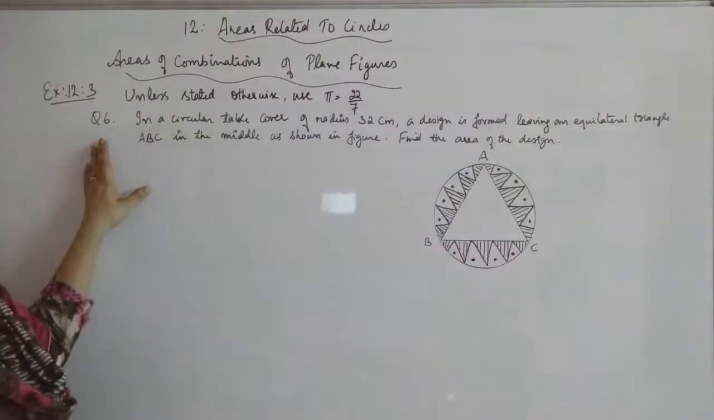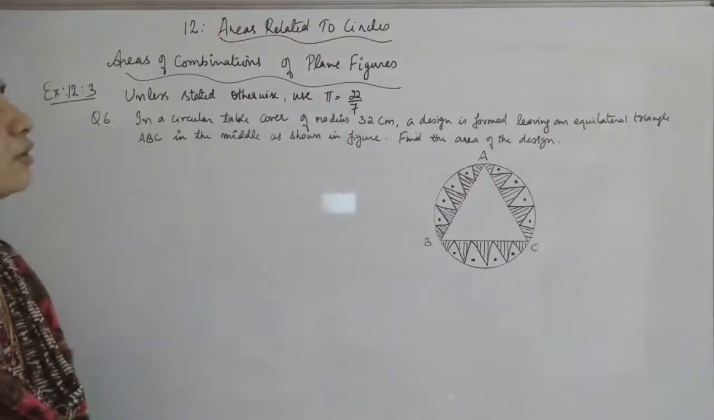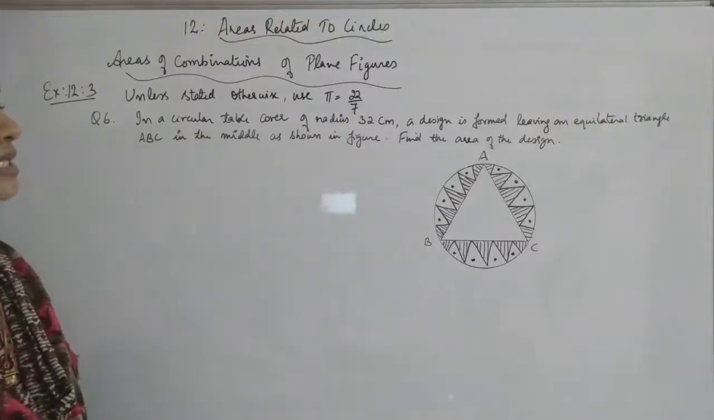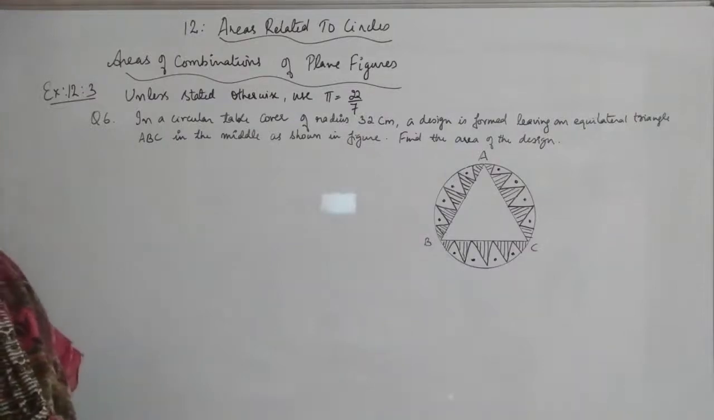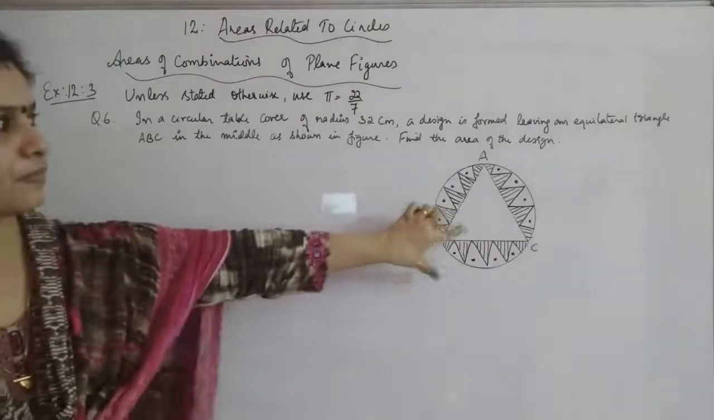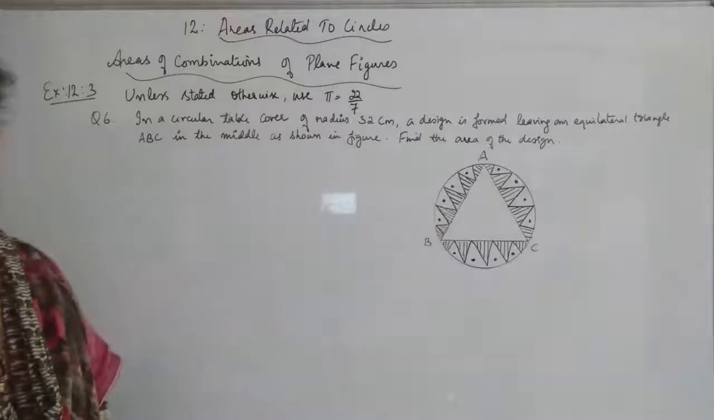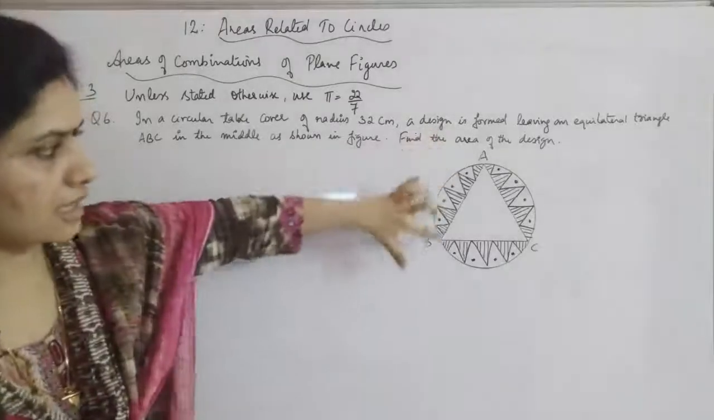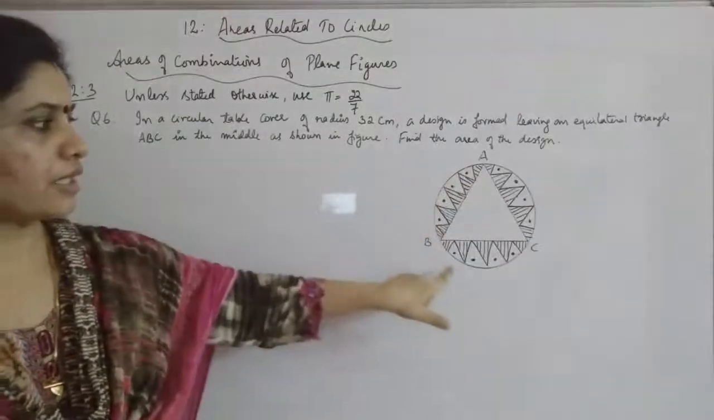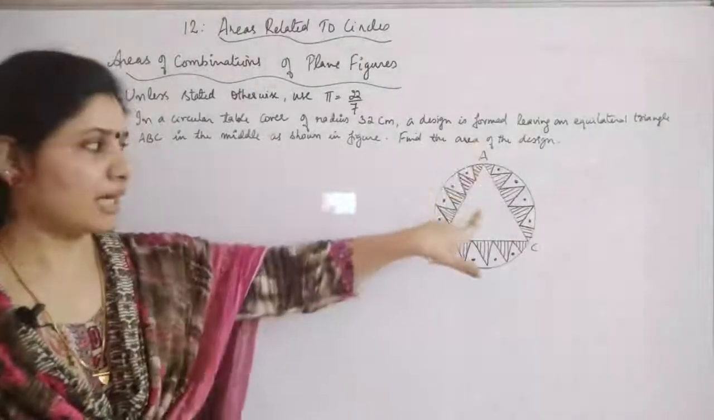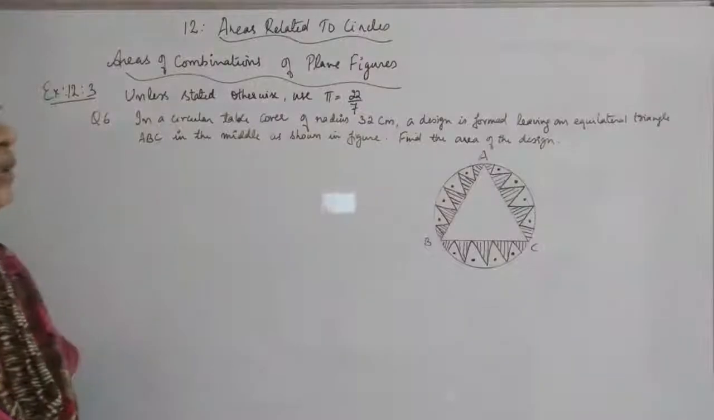Question number 6 is, in a circular table cover of radius 32 centimeter, a design is formed leaving an equilateral triangle ABC in the middle as shown in figure. Find the area of the design. That means you need to get this area which is shaded. For that, what we will do, find out the area of the circle minus the area of the equilateral triangle, which will give you the area of the design.